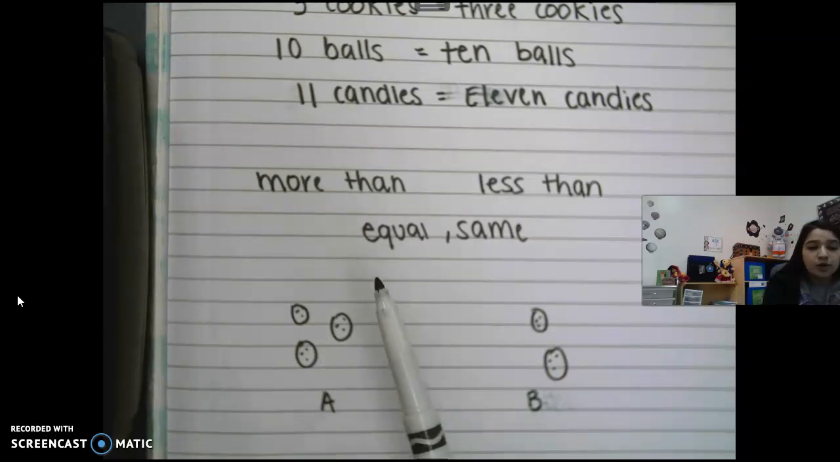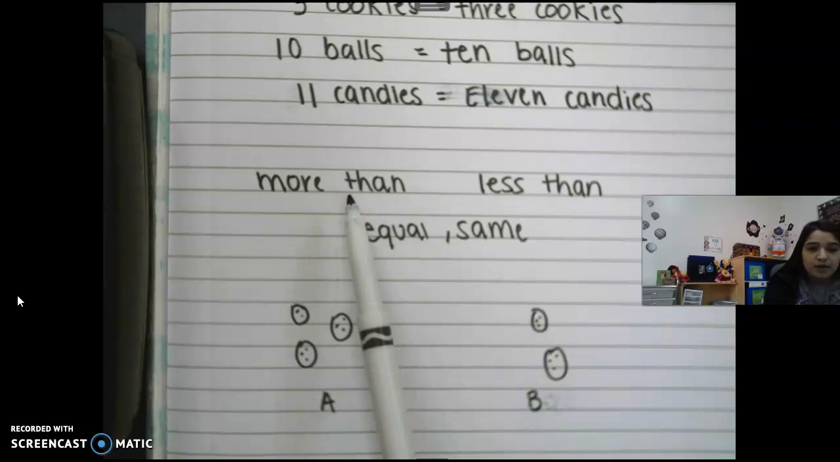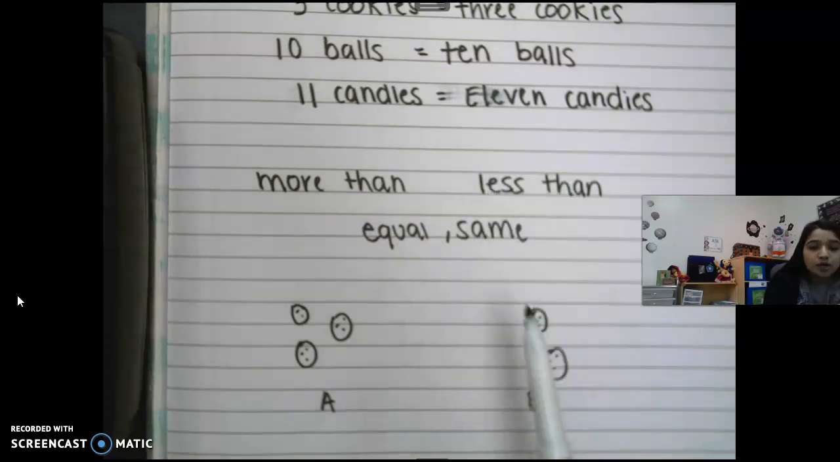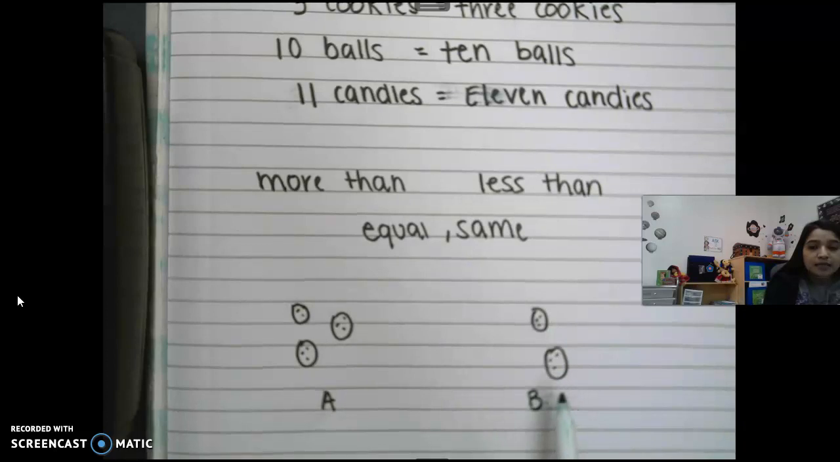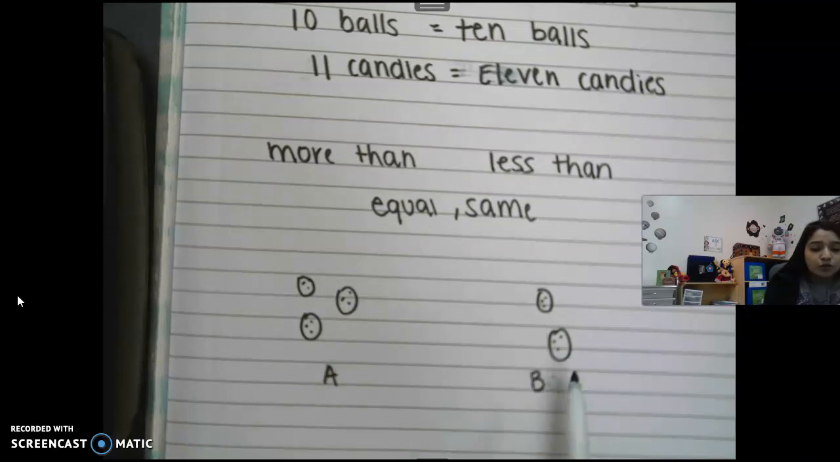Who has more? Which group has more cookies? Group A, right? So group A has more than group B. So that's another way to say that group A has more cookies than B. Or less than. Let's see the words less than. So group B has less than group A because it has fewer cookies. It only has 2 and A has 3. So group B has less than group A.